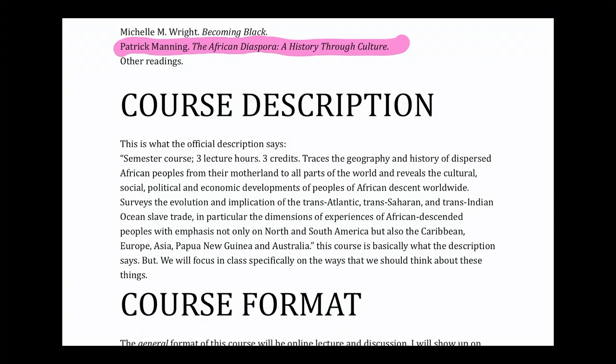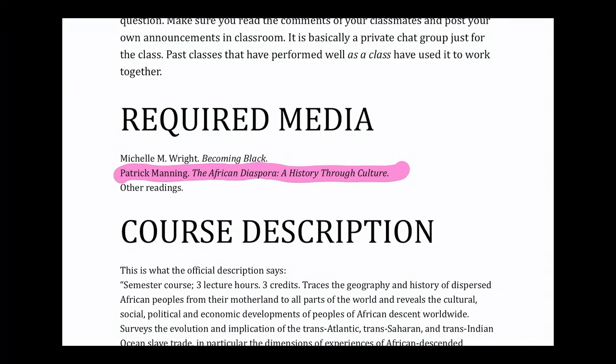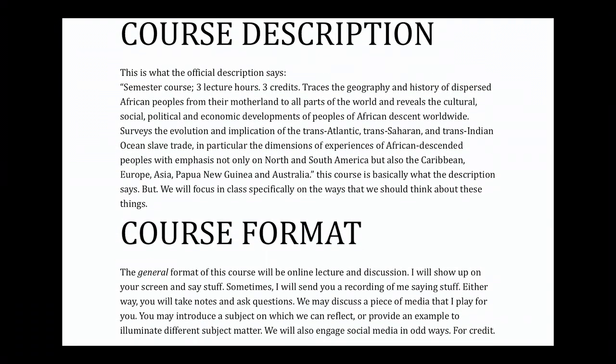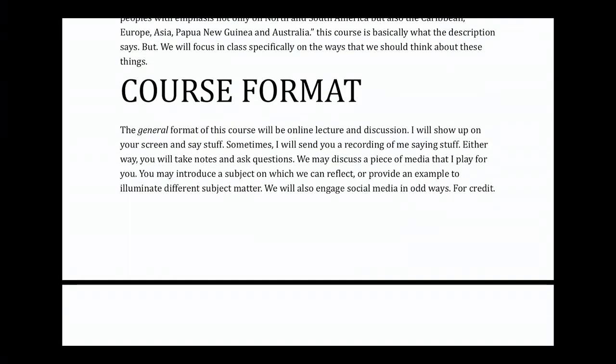All right, let's have a look here at the course description. This is the official description that you get when you go looking in the course catalog. It says that the class traces the geography and history of dispersed African peoples from their motherland to all parts of the world. And everything else that's in here is essentially true of this class, but it mostly takes place in the Patrick Manning book. And then there's a second component that is going to pop up in this class that we'll talk about in a little bit.